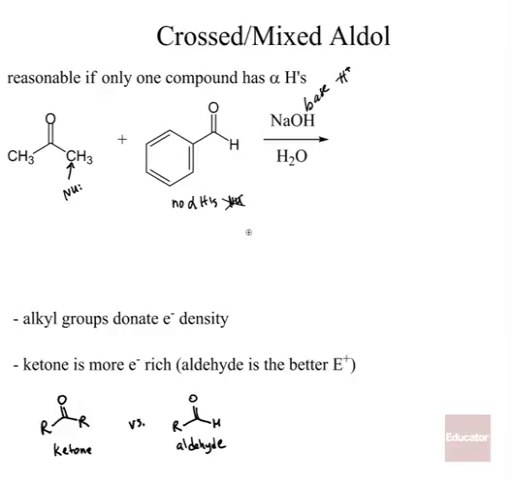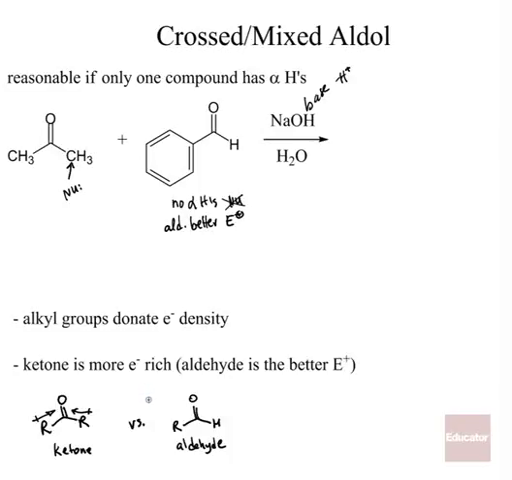How about looking for electrophiles? Well, both of these structures have carbonyls, so you might think they both could be the electrophile in the reaction. Okay. However, we have a ketone and an aldehyde, and the aldehyde is the better electrophile. Now let's just take a quick look at why that is. Well, remember, alkyl groups donate electron density. So when we look at a ketone, we know that these carbons are going to be adding electron density to the carbonyl. That makes the ketone more electron rich.